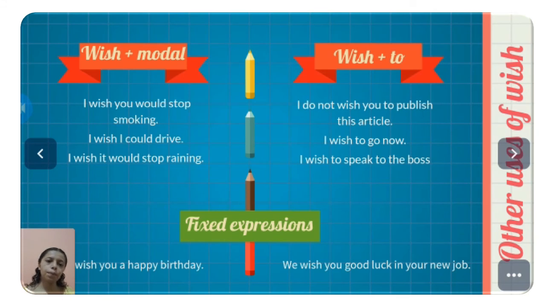Another is wish plus to. When we use wish followed by an infinitive verb, it means the same as want, but is more formal. We don't normally use wish in the continuous form when we use it with an infinitive. Three examples. Example one: I do not wish to publish this article. Example two: I wish to go now. Example three: I wish to speak to the boss.